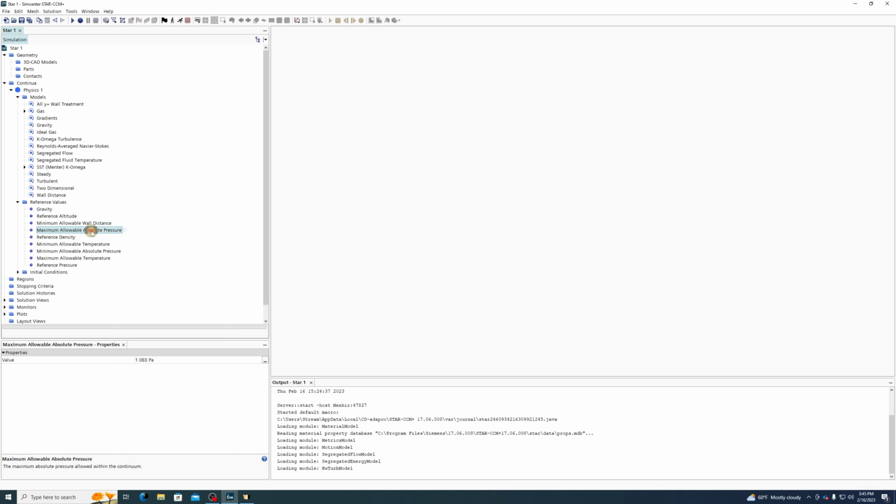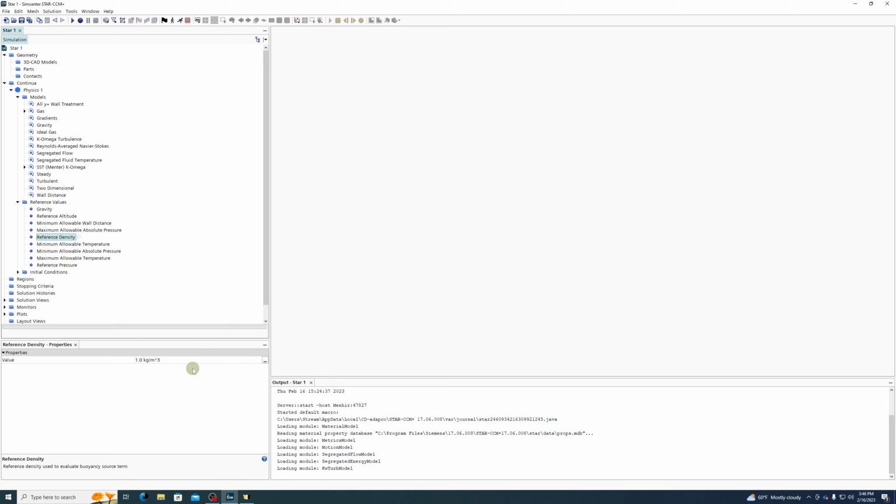There's some maximum and minimum values here, which I will get to in a second. But if you're modeling gravity, one thing that you probably must change is the reference density. Because reference density, and this is important, has a default value of 1 kilogram per cubic meter. Exactly 1. To the observant among you, you might notice that is significantly lower than the standard sea level density of approximately 1.2.